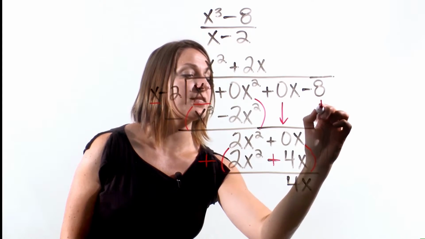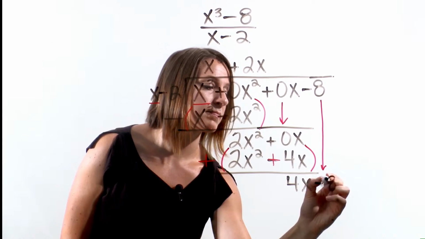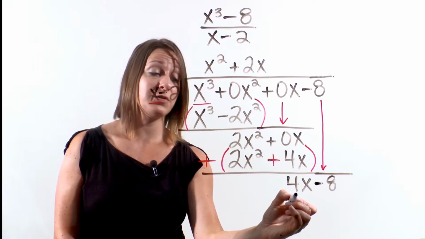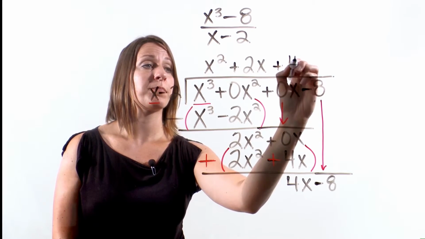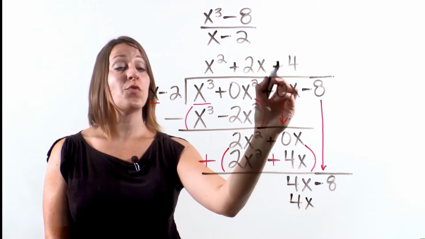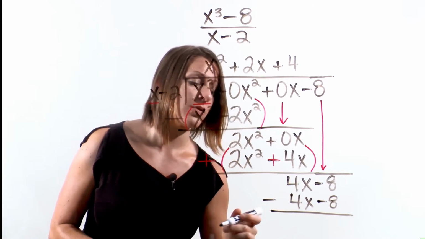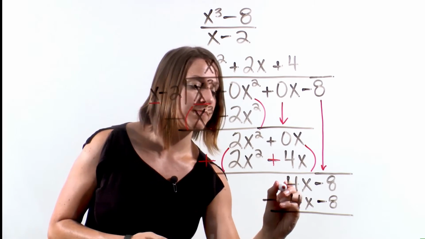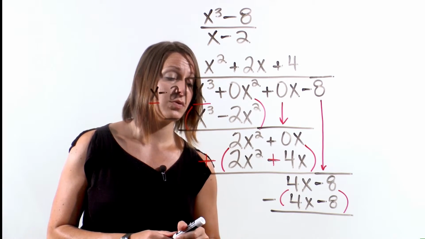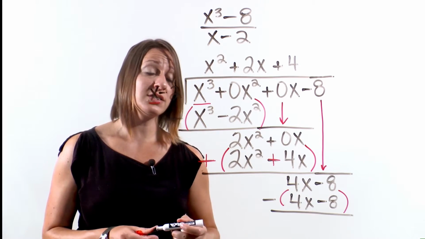Okay, we have one more term to drop down, which is our negative 8. What number times x gives us a positive 4x? That would be a positive 4. 4 times x is 4x. 4 times negative 2 is negative 8. We're ready to subtract. 4x minus 4x is 0. Crosses out. Negative 8 minus negative 8 is also a 0.